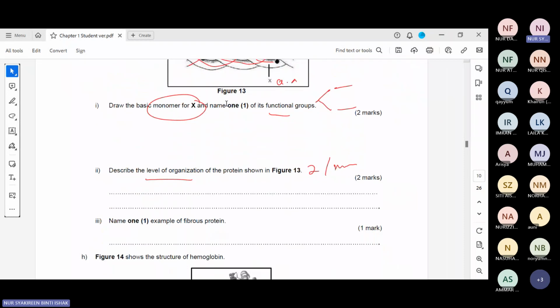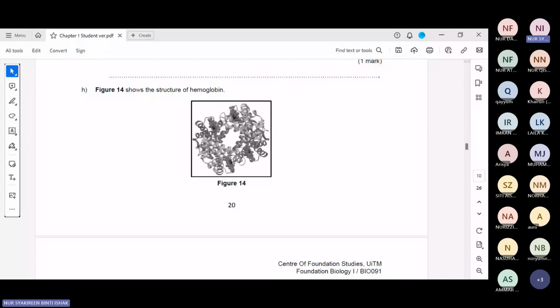And then figure 14 shows the structure of hemoglobin. So hemoglobin is a type of globular protein. Okay. So it is folded into specific shape. So for example, okay, for hemoglobin you have to know it is quaternary structure. Why? Because it consists of 4 polypeptide chains. Okay, 2 alpha and 2 beta chains.